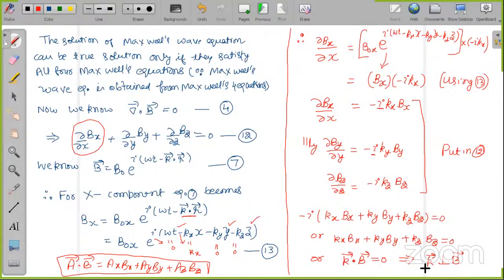What is this k vector? This is the direction of propagation. And therefore we have proved that magnetic field is perpendicular to the direction of propagation.